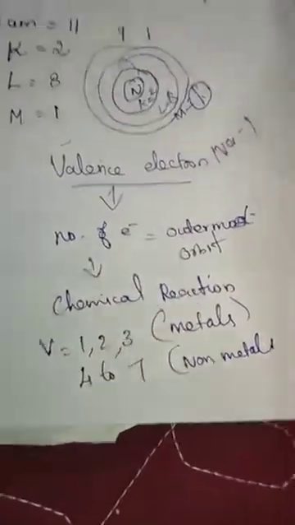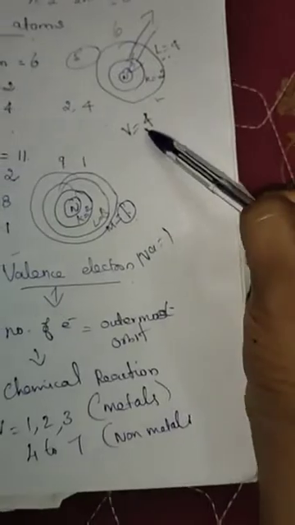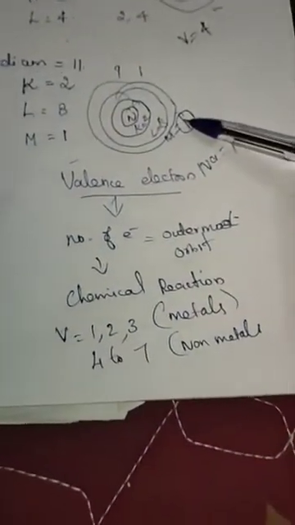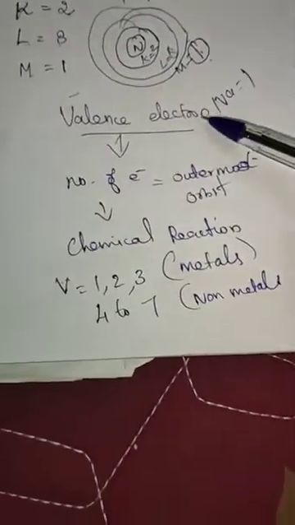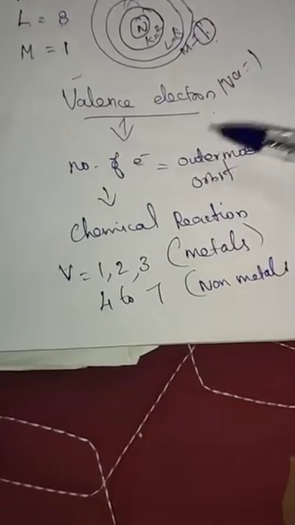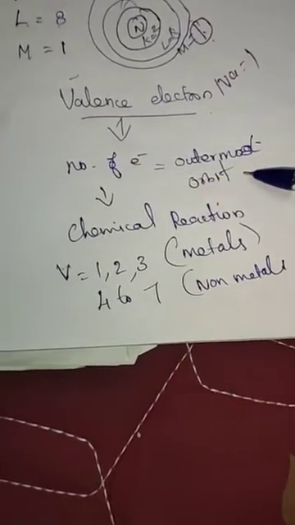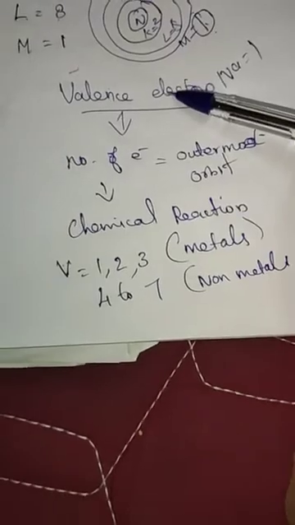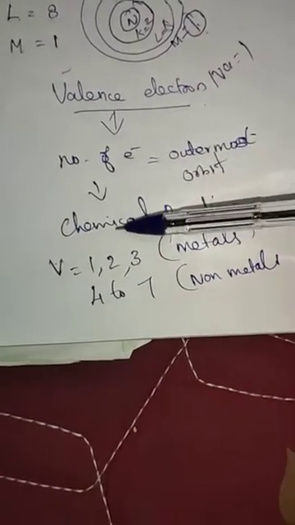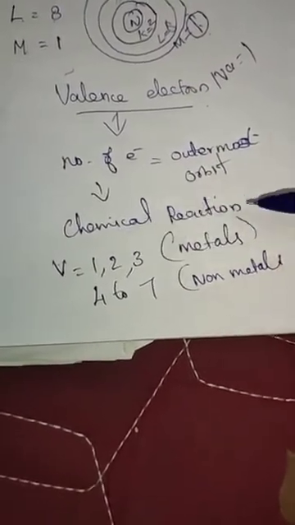For example, here the outermost orbit contains 4, so valency is 4. Here the outermost orbit contains 1, so valency is 1. What is the valency? The number of electrons present in the outermost orbit, which take part in chemical reactions, is called valency or valence electrons. These valence electrons play an important role in chemical reactions.